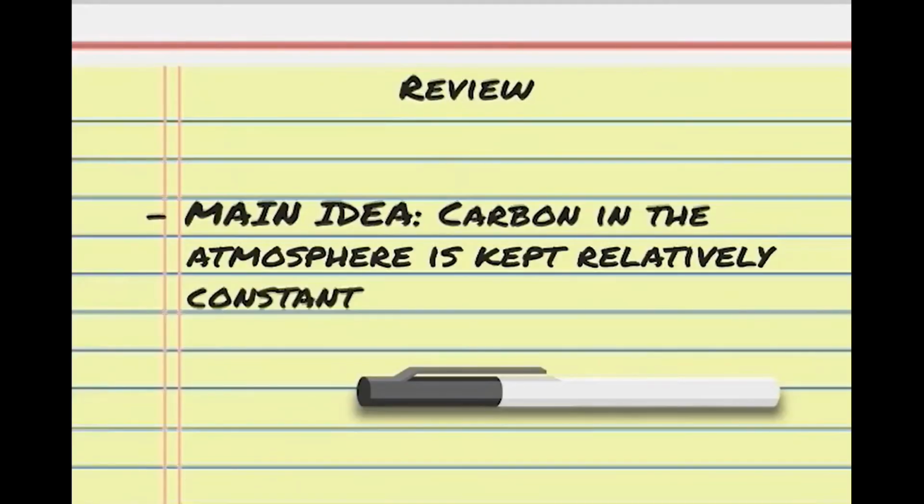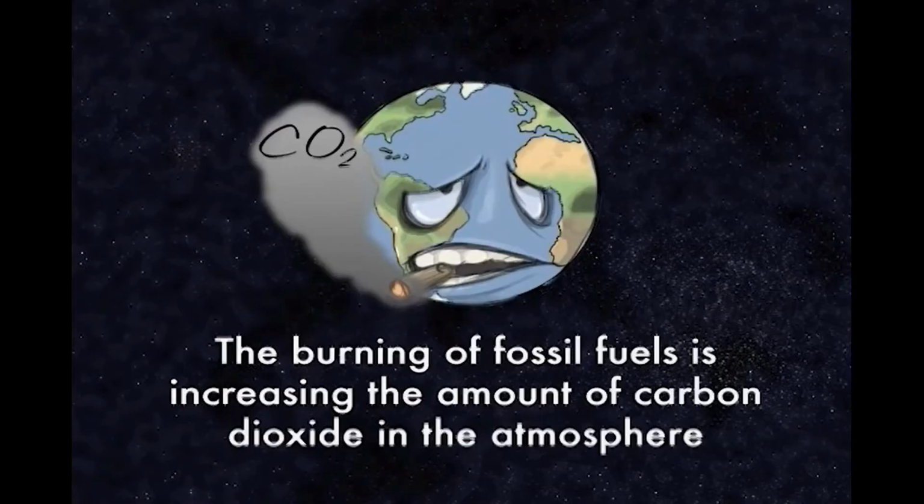Remember how we said before that the carbon cycle keeps the amount of carbon in the atmosphere constant? Well, the burning of fossil fuels is actually increasing the amount of carbon dioxide in the atmosphere. This is not good for the planet. But why? To make a long story short, too much carbon dioxide in the atmosphere is causing the planet to warm up faster than is natural, a process called global warming.